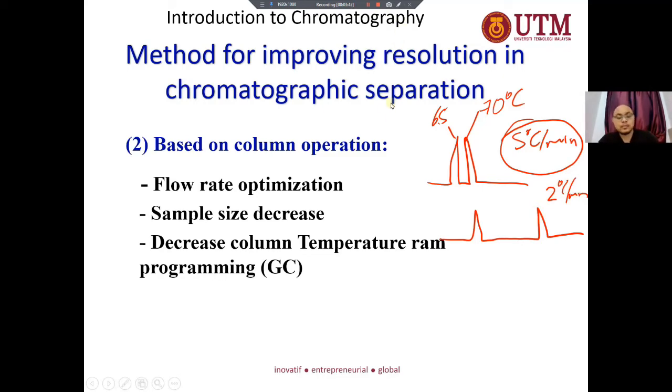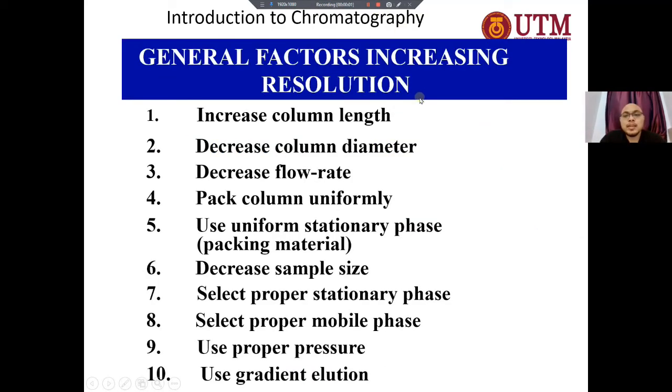Okay. So here are the general factors in increasing the resolution. Increase the column length, decrease the column diameter. You can also decrease the flow rate. Use a column with very good packed material. Use uniform stationary phase. You can decrease the sample size. Select a proper stationary phase. Select a proper mobile phase. Use proper pressure. Use gradient elution. Okay, these are the general factors to increase the separation between analytes.